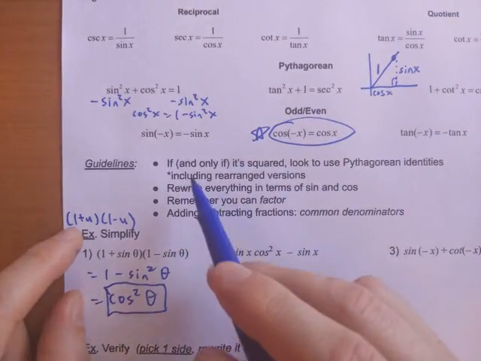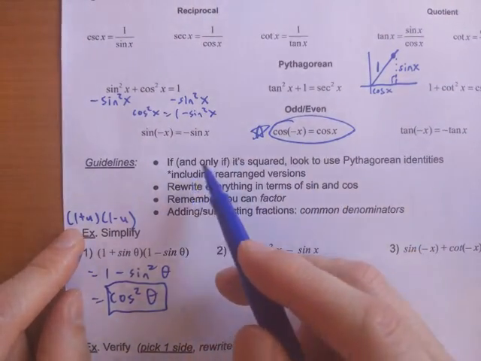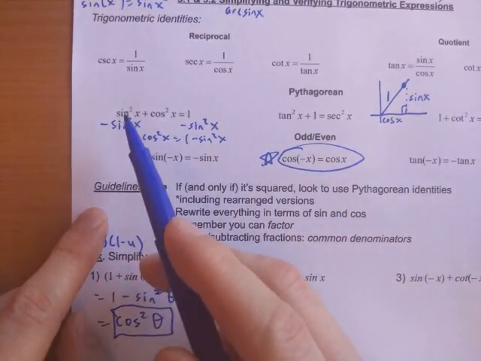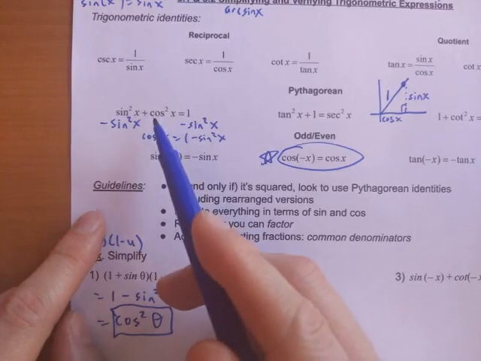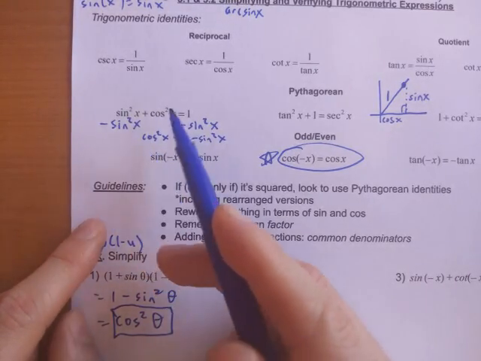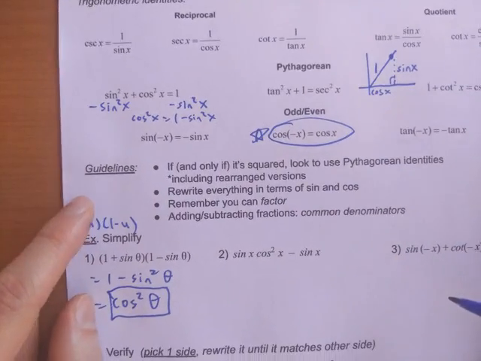All right, and just make sure you note this caveat here, only if it's squared can you use these Pythagorean identities. So if the squareds are not there, that equation is not true. If it's a cubed instead of a squared, it's not true. It's only when those are actually squared.